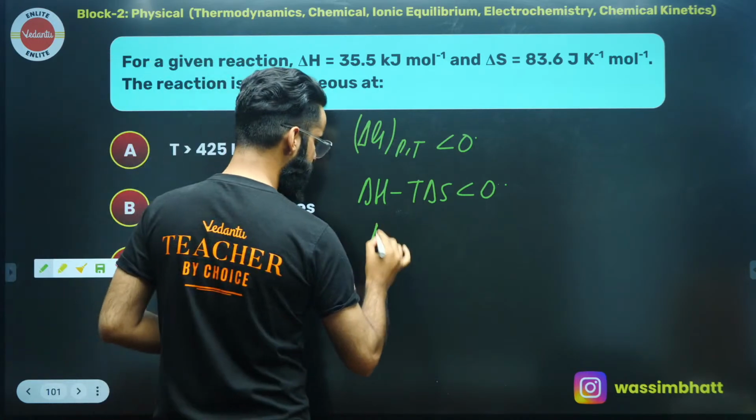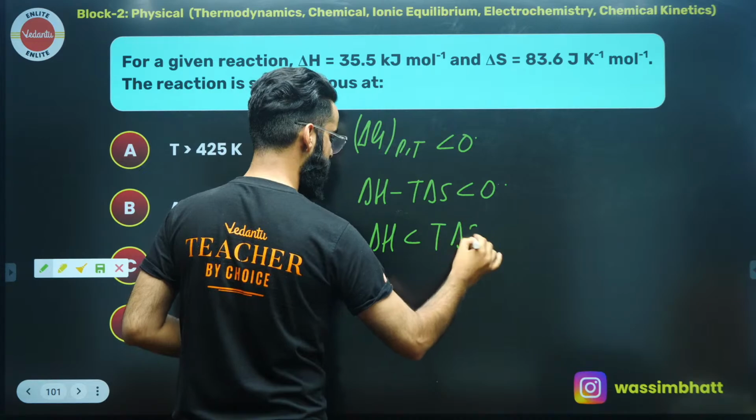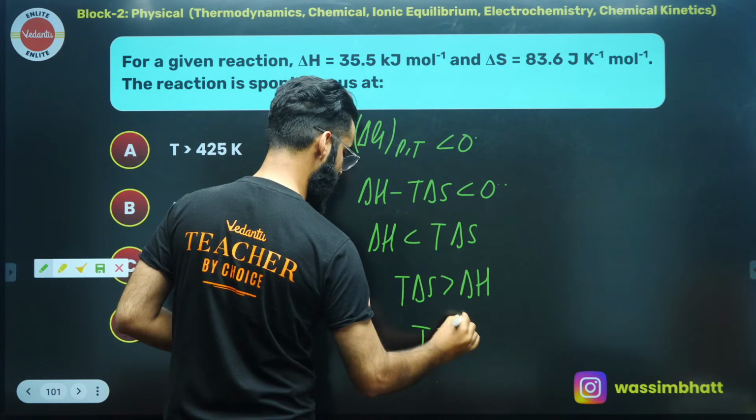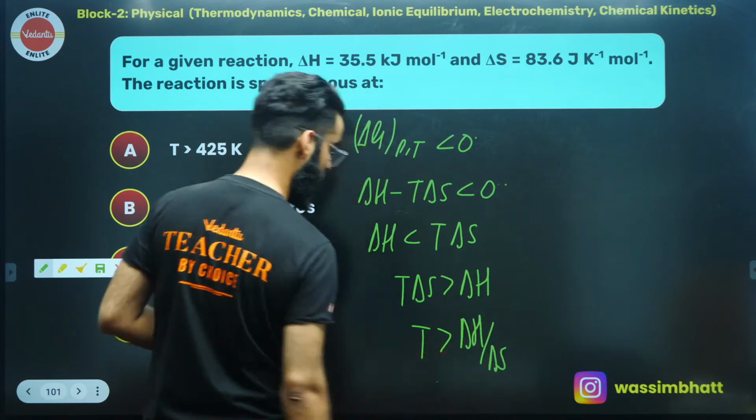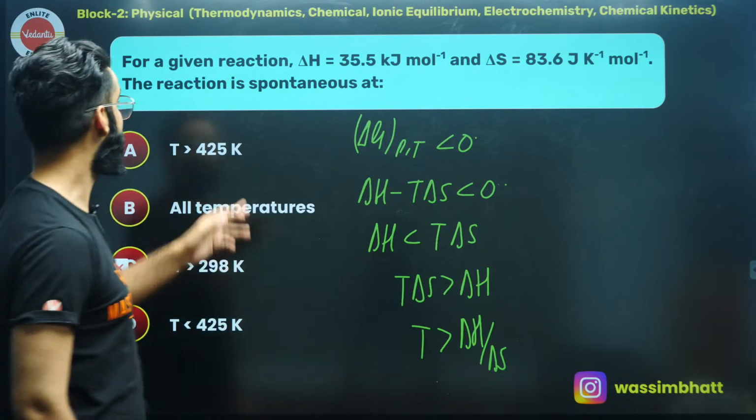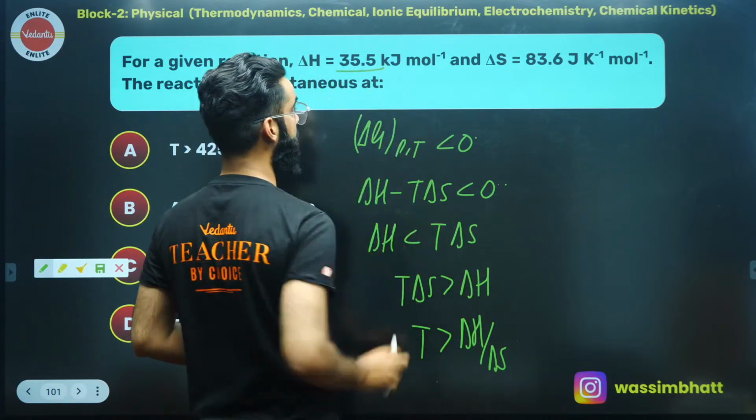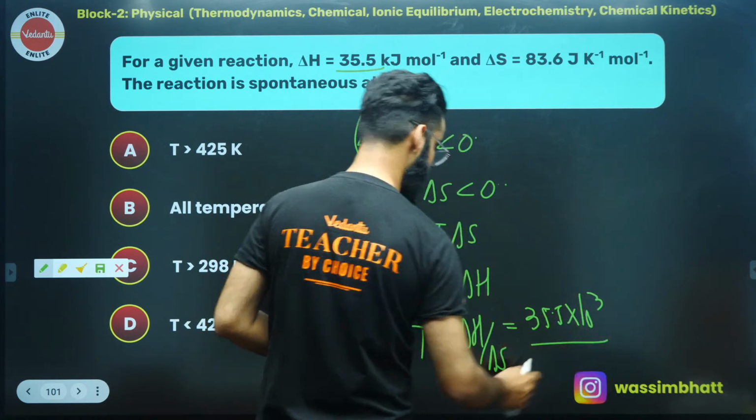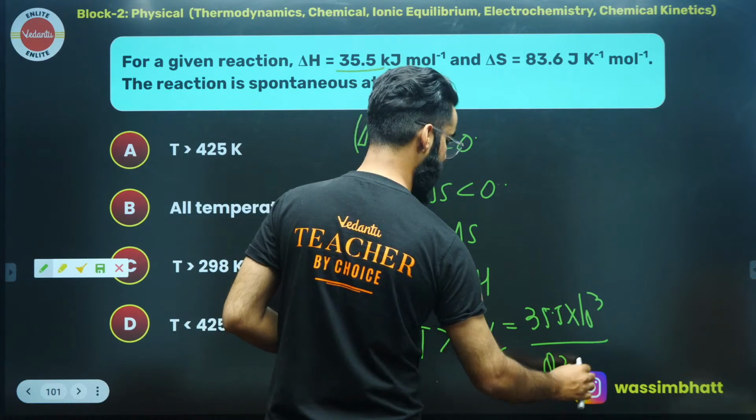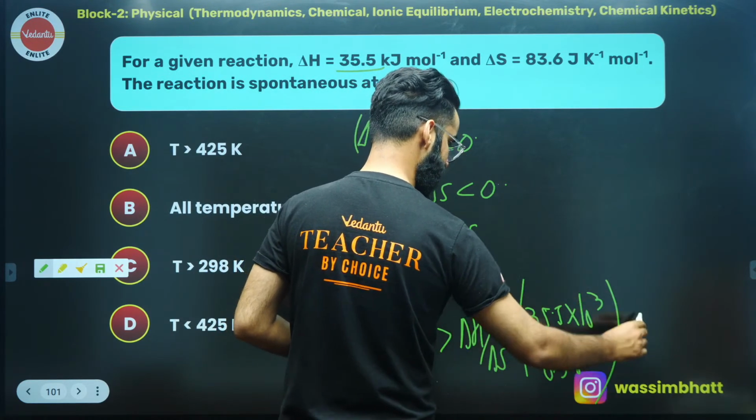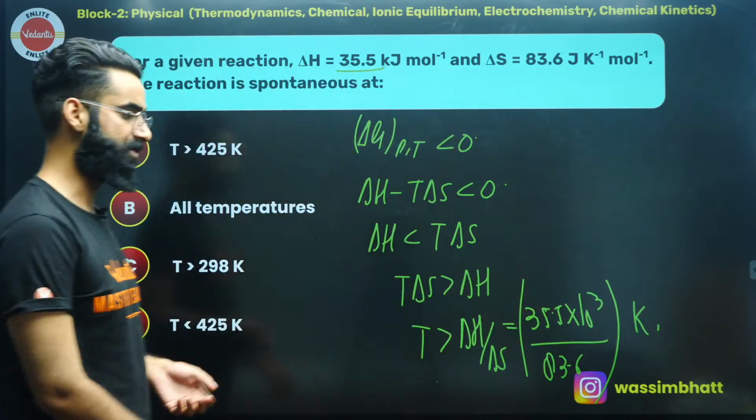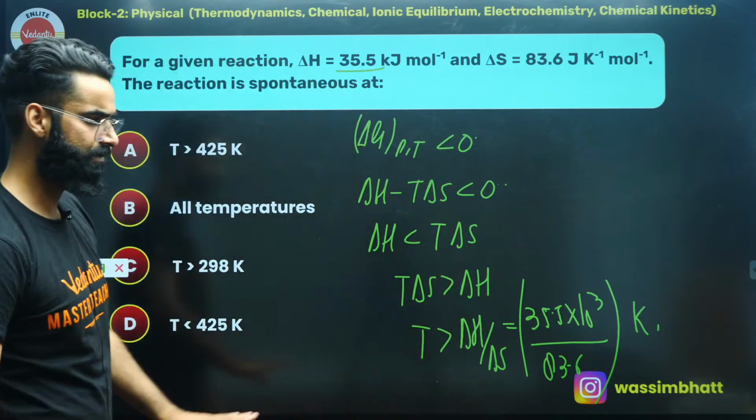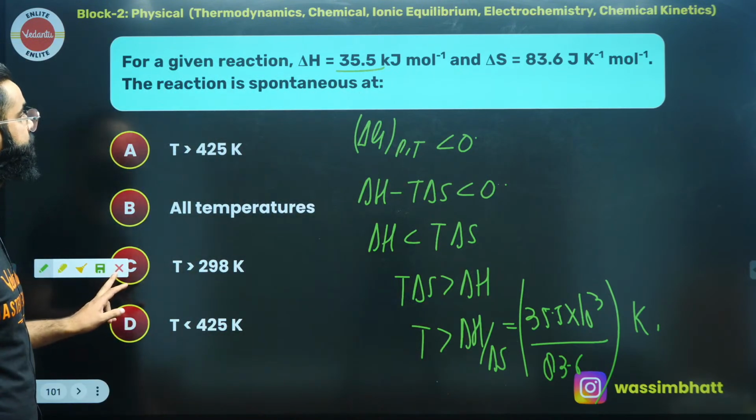Now guys, I must say delta H has to be less than T delta S, or I can say T delta S has to be greater than delta H, or you can say temperature has to be greater than delta H divided by delta S, right? Then only the process will be spontaneous. Delta H value is given to us as 35.5 kilojoules per mole. So delta H is 35.5 into 10 raised to the power 3 joules per mole, divided by delta S, which is given as 83.6 joules per Kelvin. Just solve this and get the value of temperature in Kelvin. So the temperature has to be greater than this particular value. Then only I can say the reaction is spontaneous.